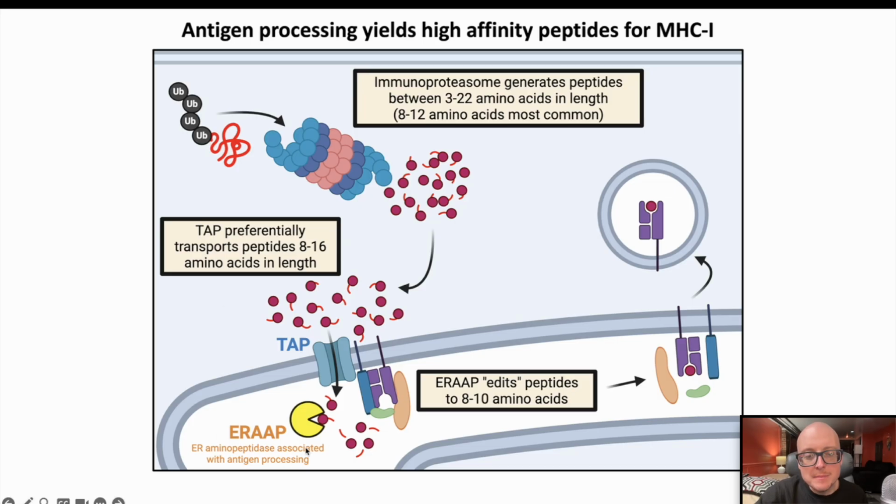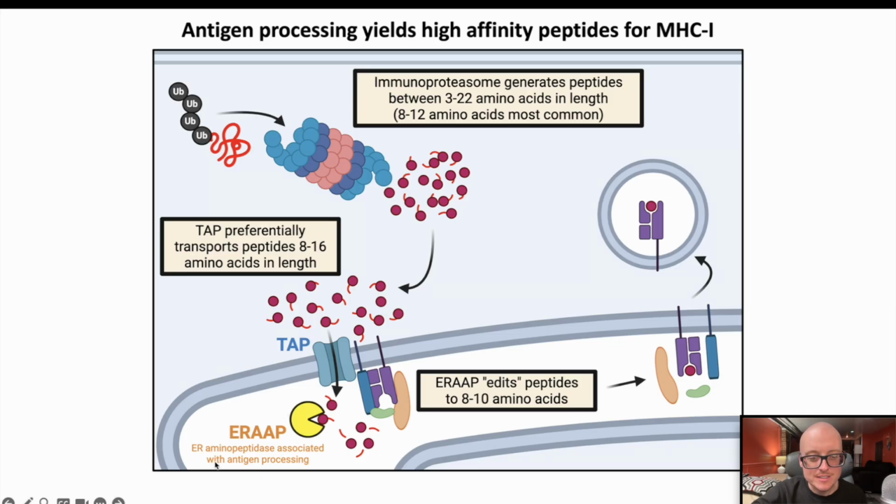So that means that the peptides that do make it into the rough ER are already enriched to be between 8 and 16 amino acids in length, which is a much better range than what we started with. However, remember that we still want a smaller range than that, 8 to 10. And so there's an additional enzyme in the rough endoplasmic reticulum called ERAP, ER aminopeptidase, associated with antigen processing.